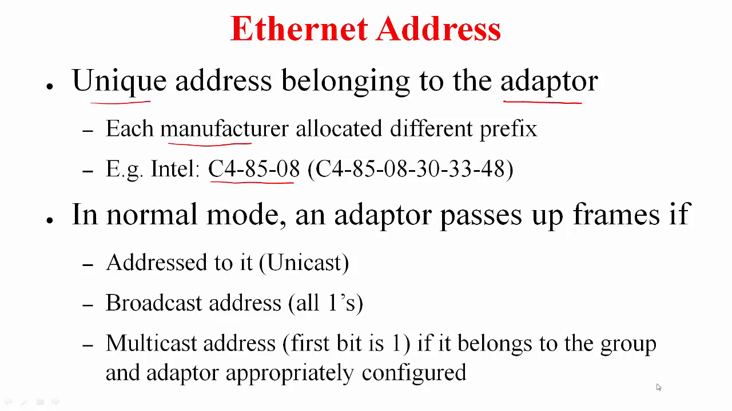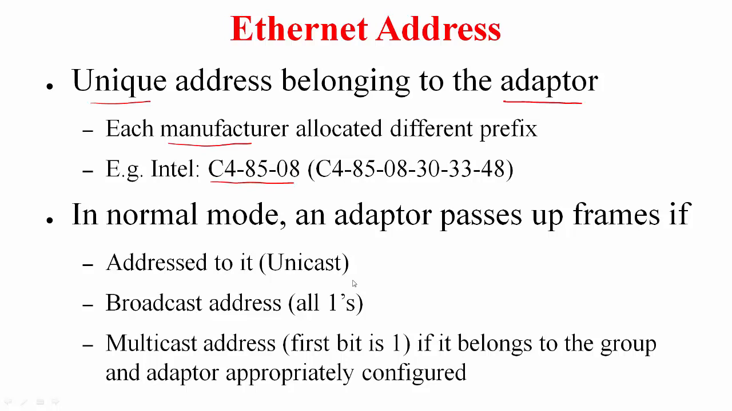In normal mode, whenever an adapter receives a frame, it passes up the frame if the frame is addressed to it. This is the unicast mode. In other words, it will see whether the destination address in the frame matches its own address. If so, it passes up the frame.